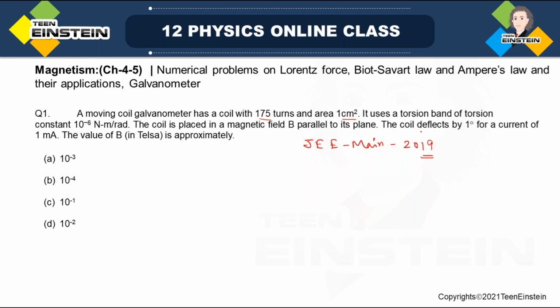The coil deflects by 1 degree for current 1 milliampere. The magnetic field is approximately how much in Tesla? That we have to calculate. So let us solve this problem.